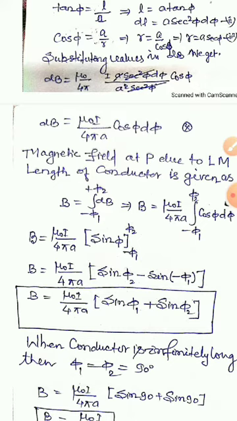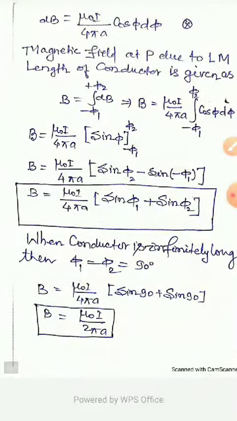Now, if the conductor is of infinite length, then what will happen? The values of phi 1 and phi 2 become 90 degree. So B is equal to mu naught I by 4 pi A (sin 90 plus sin 90). Sin 90 is 1, 1 plus 1, 2. So finally we will get B is equal to mu naught I by 2 pi A.